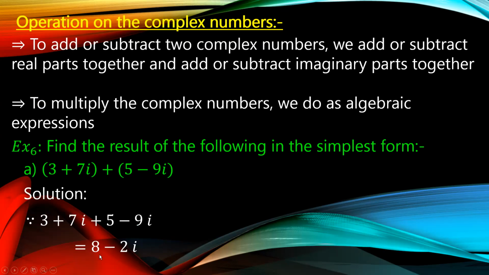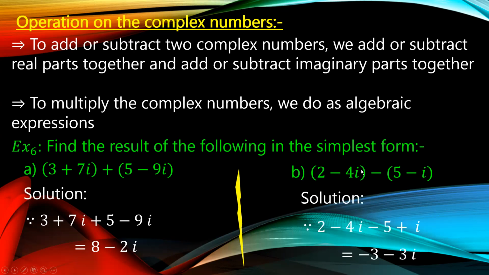A complex number also consists of real and imaginary parts. Here, if I wanted to subtract 2 minus 4i from 5 minus i, I will subtract the real parts together: 2 minus 5 equals negative 3, and I will subtract the imaginary parts together. Negative 4i minus negative i will be negative 4i plus i, which equals negative 3i. Then the result will be negative 3 minus 3i.